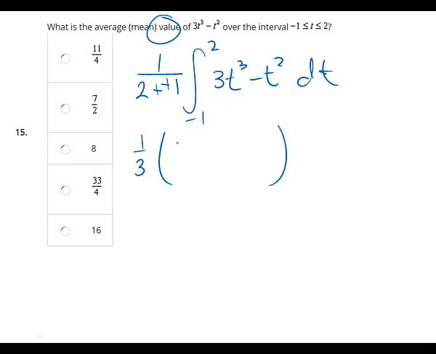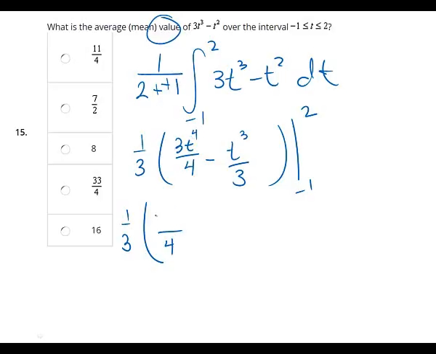All right, when we go to integrate, we get 3t to the 4th over 4 minus t cubed over 3 from -1 to 2. It's going to be ugly. We're going to have to do fractions. All right, 1/3. What is 2 to the 4th? 16 times 3. 48, okay. Minus, what's 2 cubed? 8 over 3.